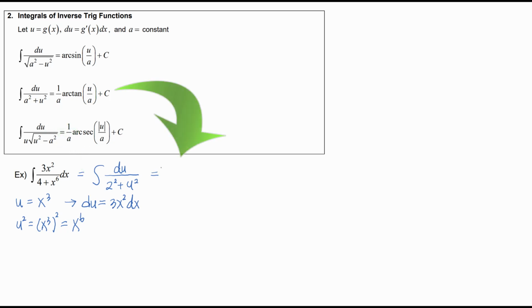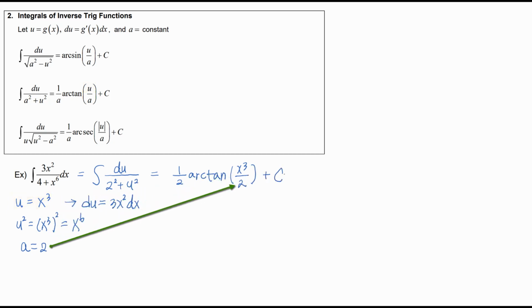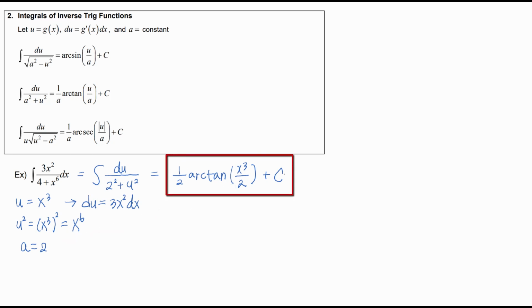So then, according to formula, it's 1 over a, and my a is equal to 2, since 4 is 2 square. So I have 1 over 2 arc tangent of u. My u is x to the third power over a, my a was 2, plus constant of integration c. So I found my answer. Not bad, huh? If you know the formula, it's really easy.